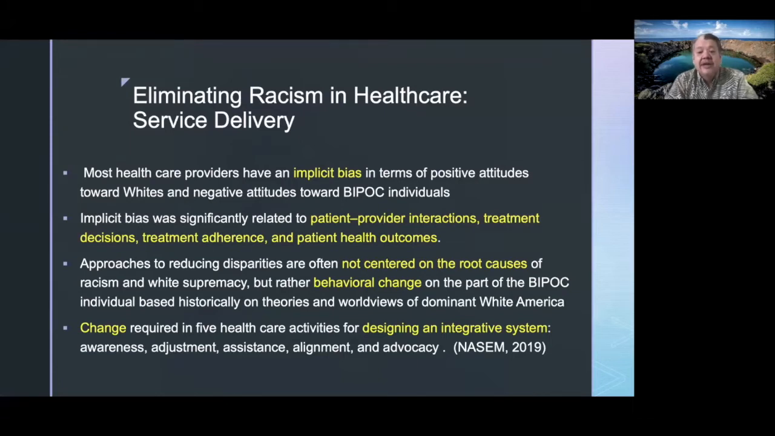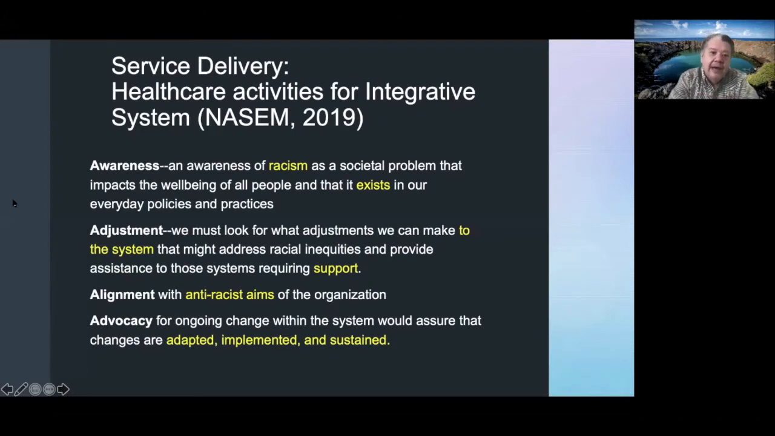Change is required by our healthcare systems, right? And designing an effective healthcare system, how can we do that? This is one of the things that a recent report, a consensus study by a group of social workers, looked at, healthcare activities and integrated systems, and they talked about this model. I converted this model. It was a generalized model for health equity, and I'm putting an emphasis on racism here, but really it's starting with awareness, and awareness that racism is a societal problem that impacts the well-being of all people and exists in our everyday policies and practices, okay? So we need to start there.